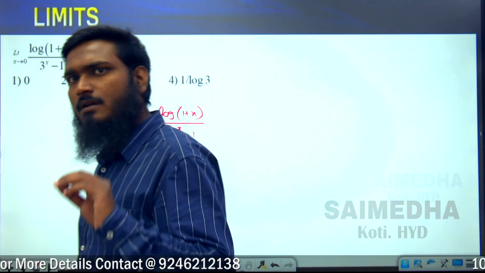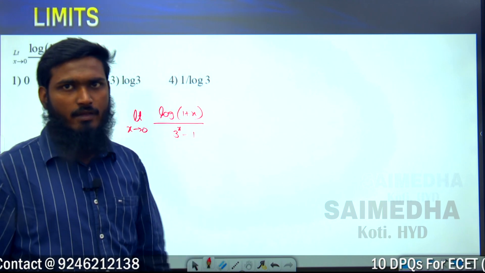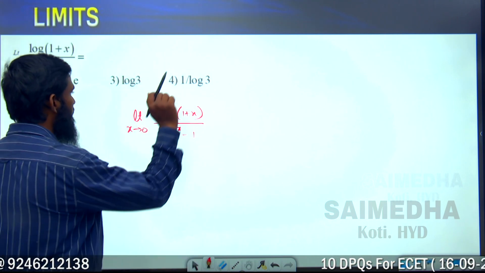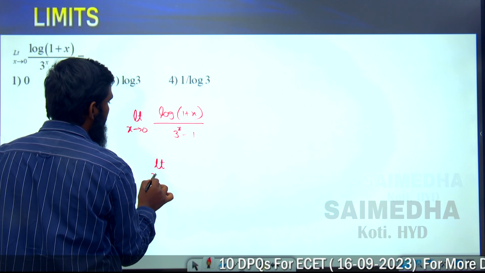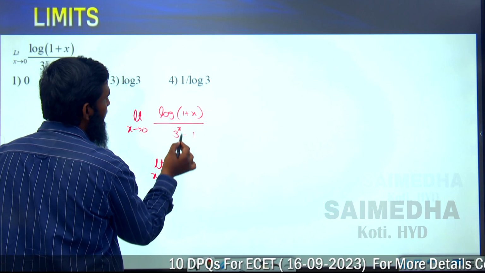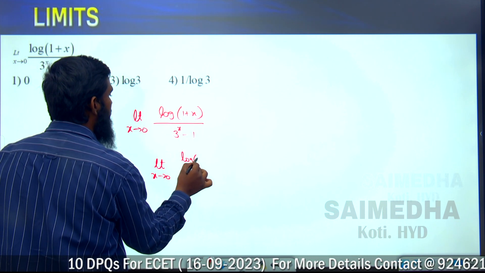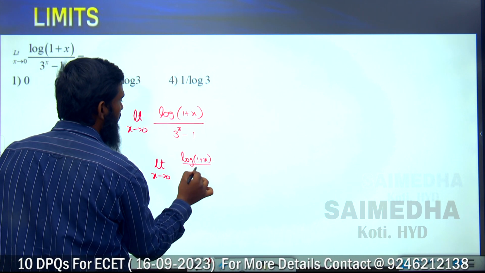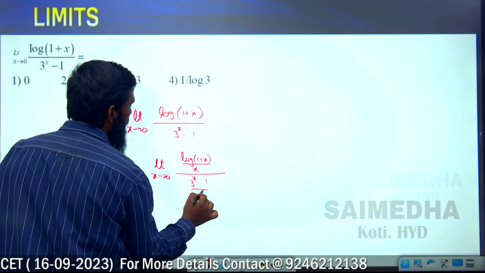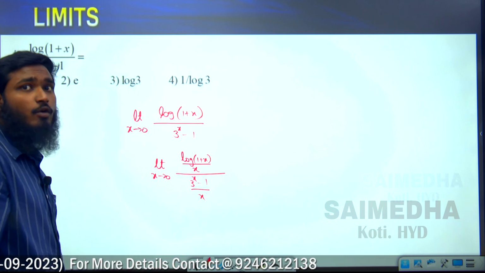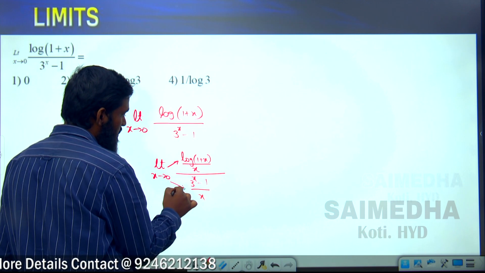That condition is applicable for all the questions whenever we are getting the answer as 0 by 0 or infinity by infinity. Now let us see this question. Let us assume this limit x tends to 0, we are dividing both the numerator and denominator by x. Log of 1 plus x divided by x, whole divided by 3 power x minus 1 by x. Now we are applying the limit for this part separately, this part separately.